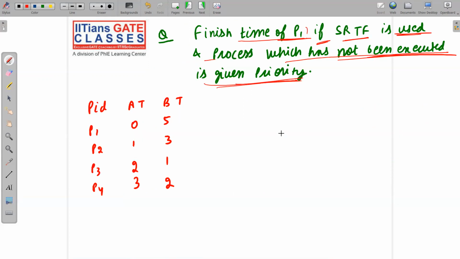You will say, sir, what do you mean by the process which has not been executed is given priority? Please do not worry about it. You just concentrate on the question. The finish time of P1 has been asked, and they are asking with SRTF used.